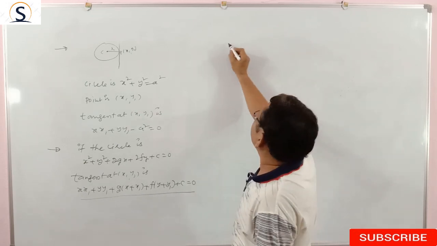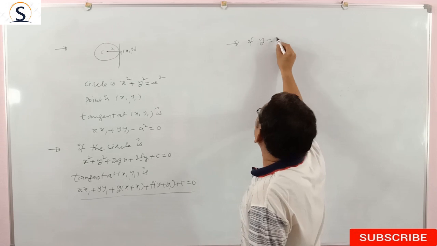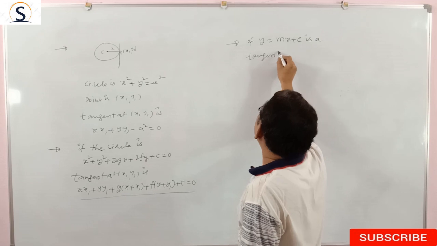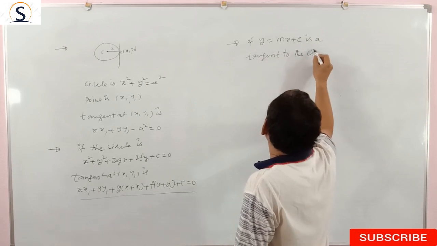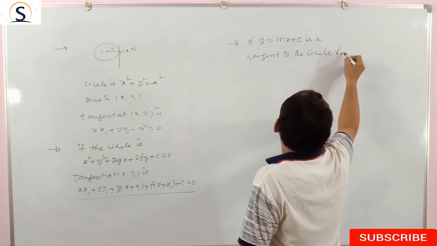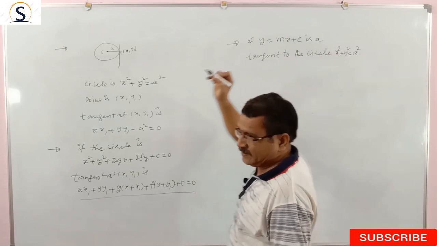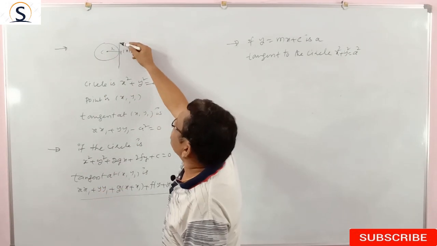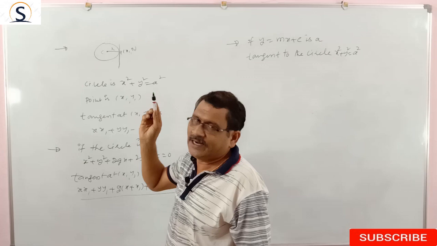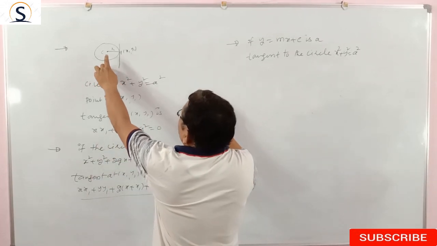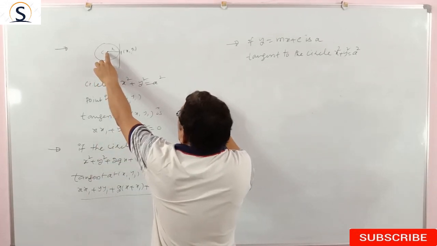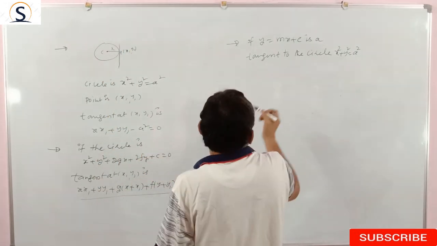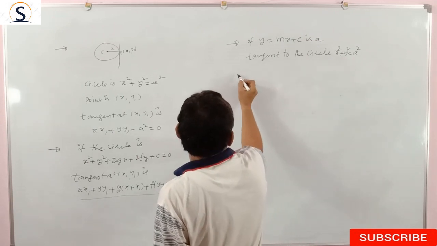Next, if y is equal to mx plus c is a tangent to the circle x square plus y square is equal to a square. Here, if the circle is x square plus y square is equal to a square and y is equal to mx plus c touches the circle, then the condition is what? Distance from the center to the tangent is equal to the radius.